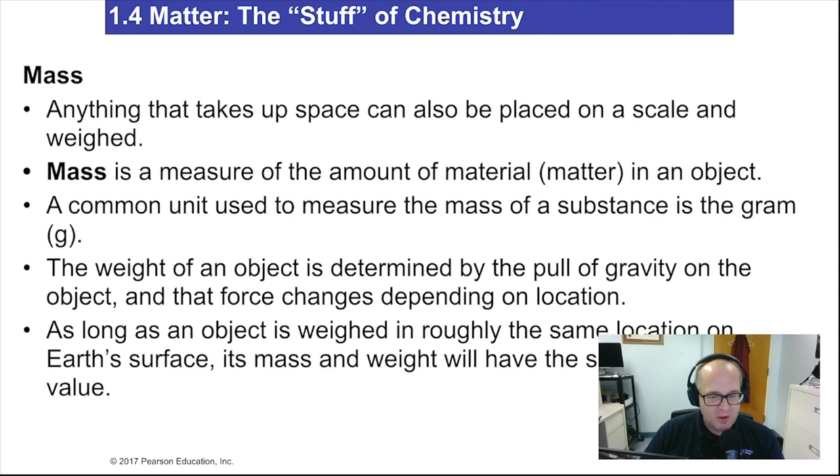Now, on Earth, as long as an object is weighed in roughly the same location on the Earth's surface, its mass and weight will have the same measured value. Depending on the units, of course. Maybe the units will be different. But on Earth, they're basically the same. But the definitions are different. Mass is how much stuff is present. Weight is the force of gravity acting on that stuff, on that matter.